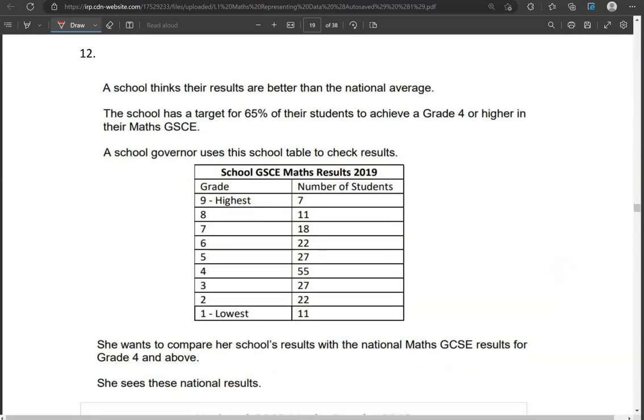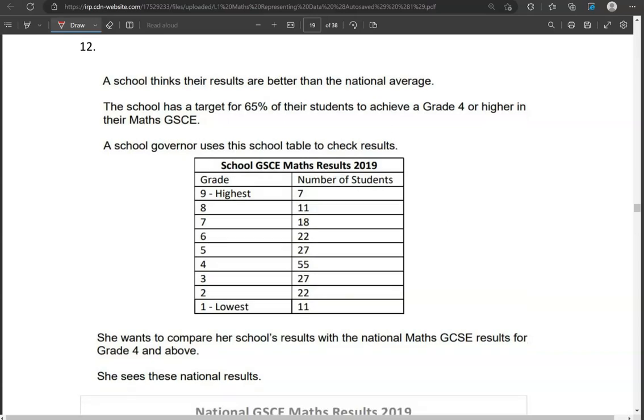A school thinks their results are better than the national average. The school has a target for 65% of the students to achieve a grade 4 or higher in their maths GCSE. A school governor uses this school table to check results. She wants to compare her school's results with the national maths GCSE results for grade 4 and above. She sees these national results.